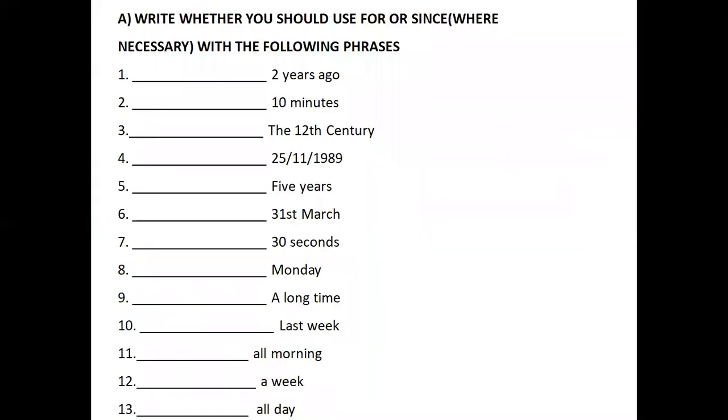Let's move ahead. Yes, I have pasted a worksheet for you because we discussed here since and for. Read the statement, write whether you should use for or since. Bracket में लिखा हुआ है where necessary. Yes, where necessary, जहाँ पर जरूरी है. With the following phrases. There are 13 questions. Now you have to read these statements, these phrases, and then decide where to use since or where to use for and where to use neither. Because I told you where to not use both. So after doing it, you may ask questions regarding since and for if you have any kind of confusion.